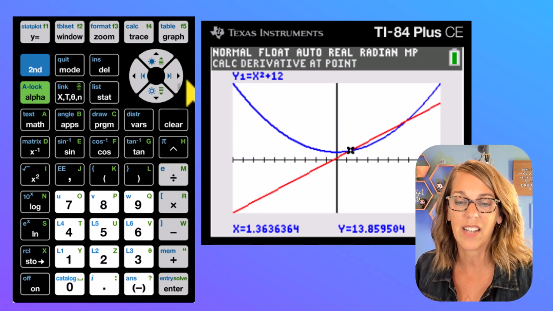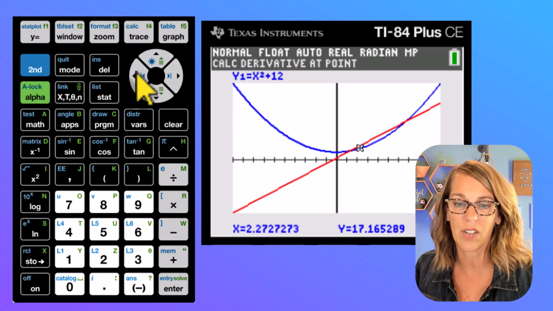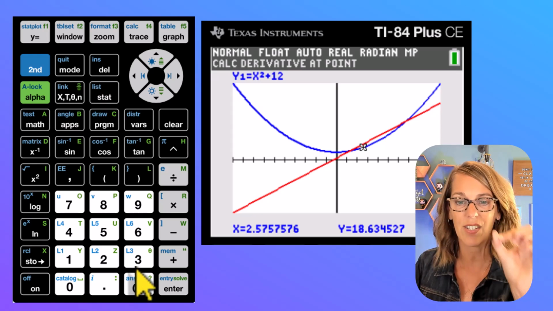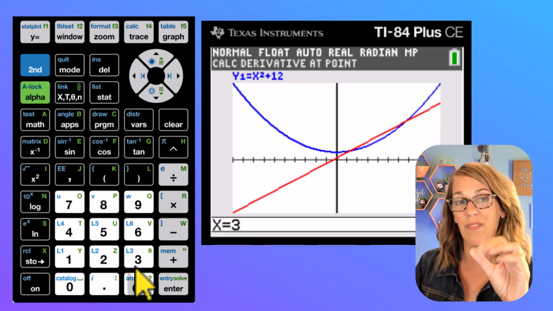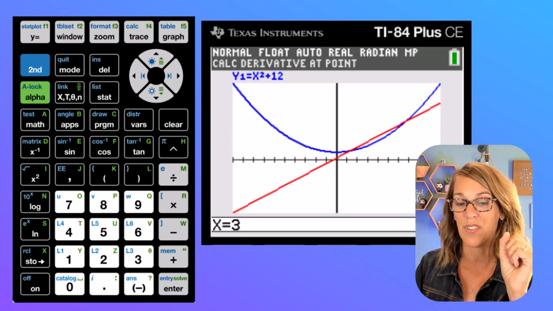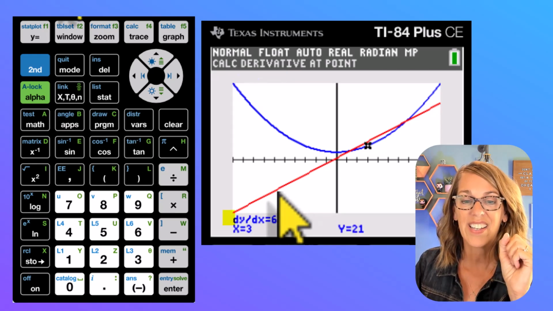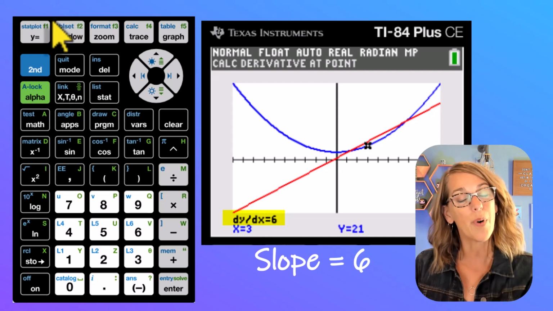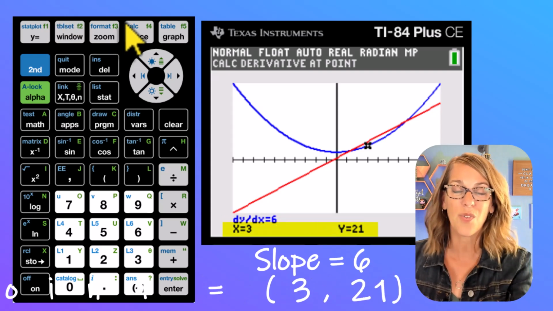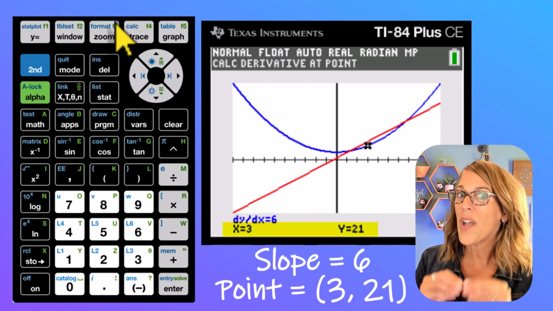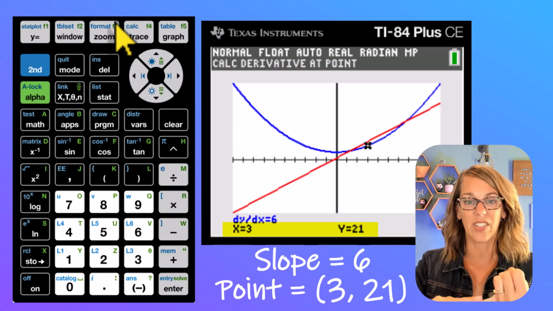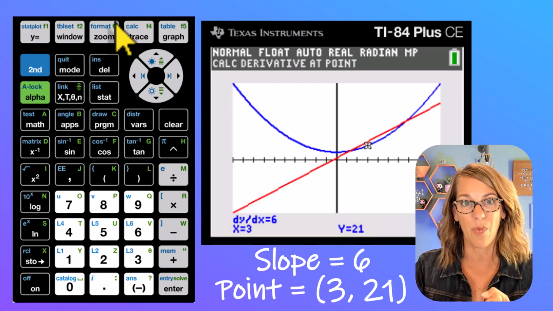Instead of tracing, which I could do, so I can trace, I can go to the other graph, but I'm going to do it with the blue one. And instead of tracing, I'm going to use the easier method, and I want to find the derivative or the slope when x is equal to 3. I hit enter, and it says that that derivative dy dx is equal to 6. As a bonus, it also gives you y equals 21. So if you happen to be finding the equation of a tangent line, this is the way to do it. You've got your slope and you've got your point.